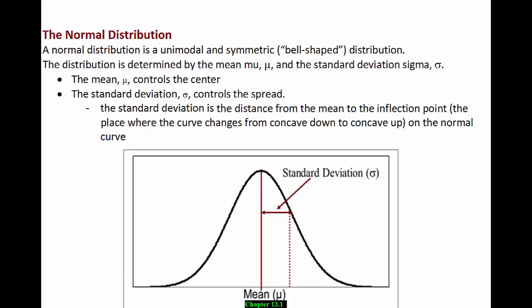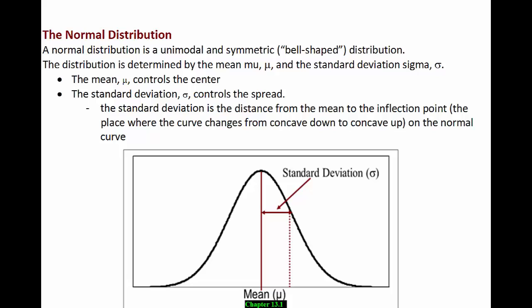This distribution is determined by the mean mu and the standard deviation sigma. The mean mu controls the center and the standard deviation sigma controls the spread. Notice that we're using Greek letters for the mean and the standard deviation. We're using the lowercase mu for the mean and the little sigma for the standard deviation. Previously, we called the mean x bar and the standard deviation s. So why all of a sudden are we calling these Greek letters instead of x bar and s?